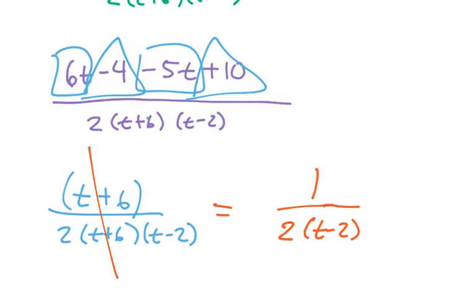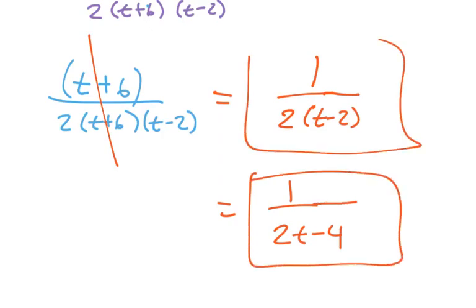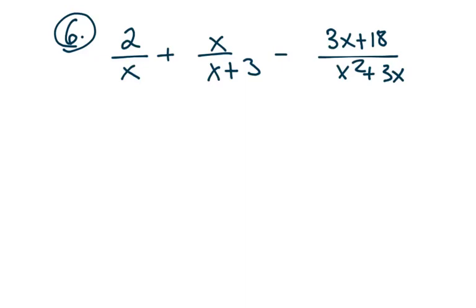2 times t minus 2. Now, if you wanted to write it as 1 over 2t minus 4, that would be acceptable as well. And you may see it either or. Either way is a viable answer choice. So, let's keep going. The next one.